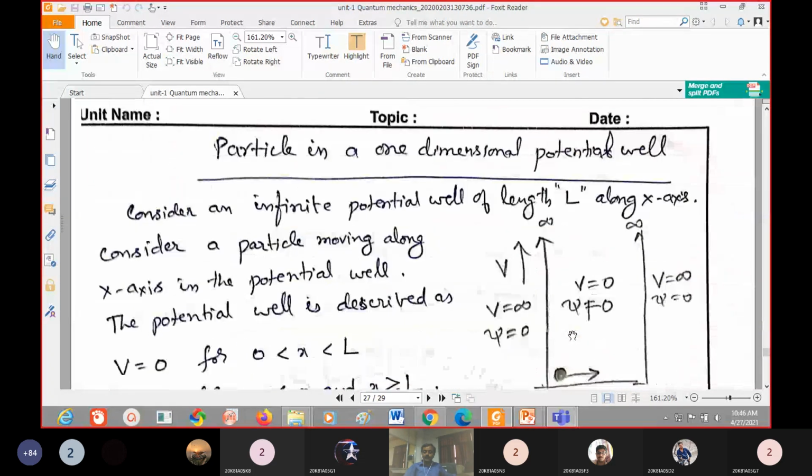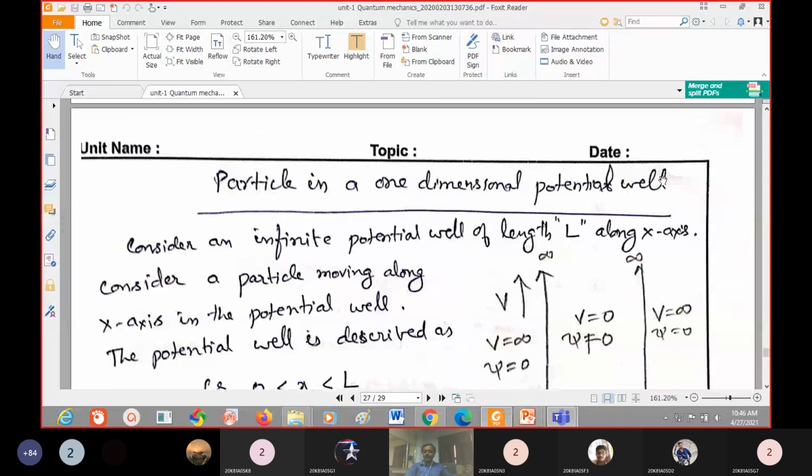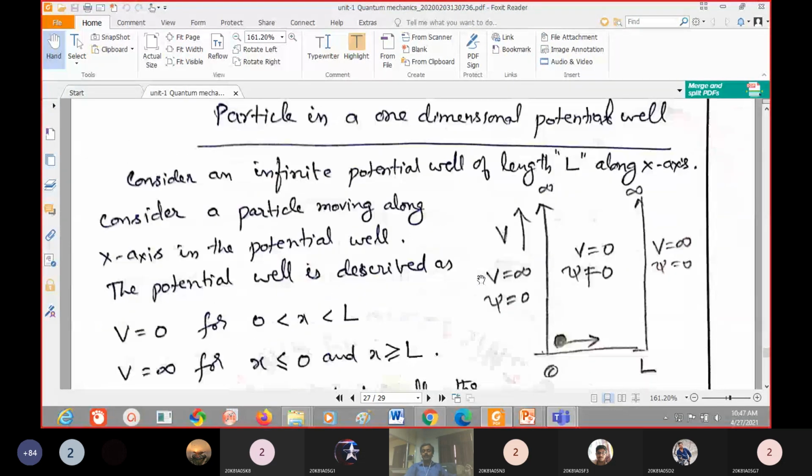There are some considerations here. The particle is inside a potential well, so they may ask it as a particle in a one dimensional potential well, or a particle in a one dimensional box, or a particle in an atom. Whatever the question, the solution will be like this only.